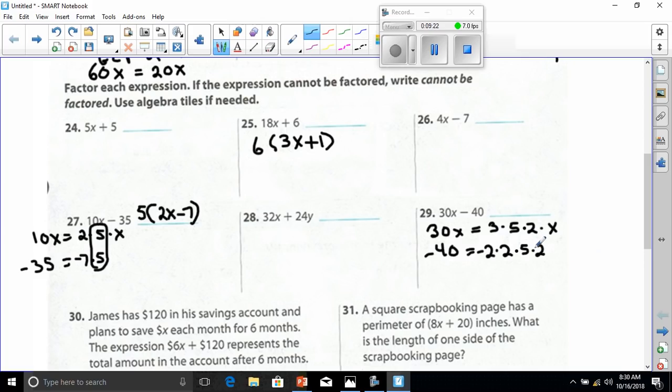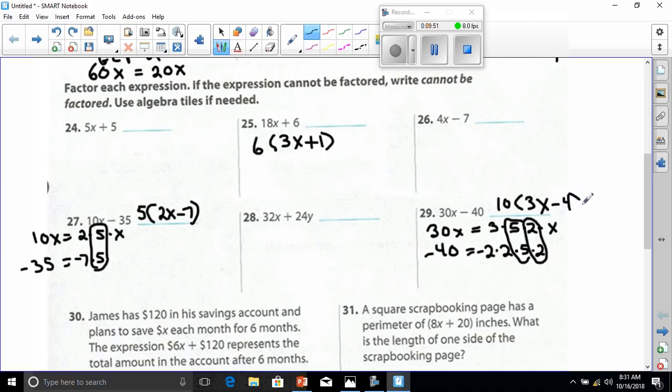Let's see the things we've got in common. Well, I see we've got 2's in both of these. And we got 5's in both of these. And there's really nothing else. So that gives us 10. So we can say that 10 is the greatest common factor. 10 times what gives me 30x? Remember the answer's up the top, 3x. And 10 times what gives us negative 40? Well, negative 2 times 2 is negative 4.